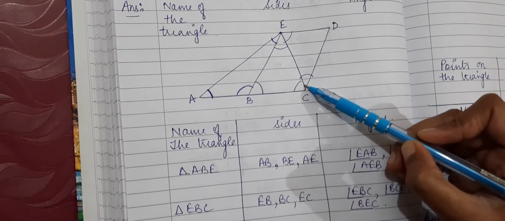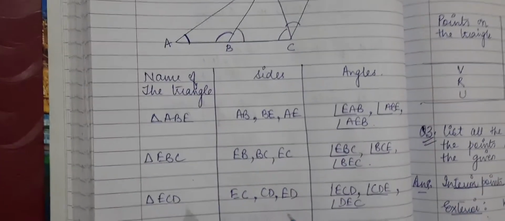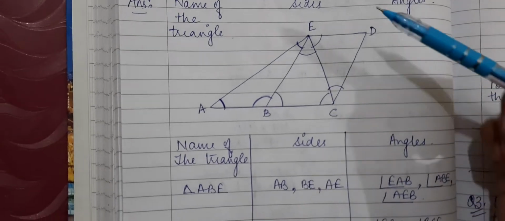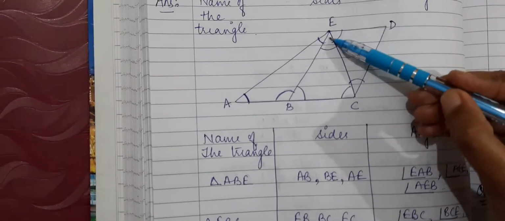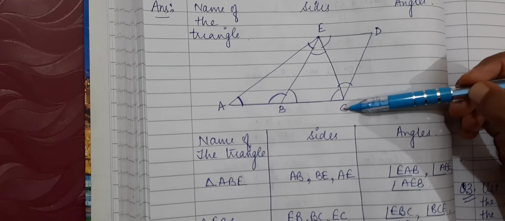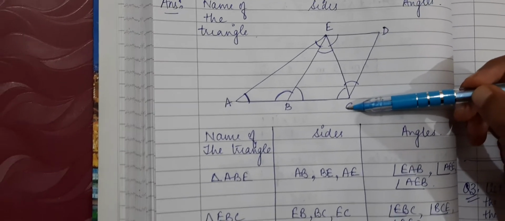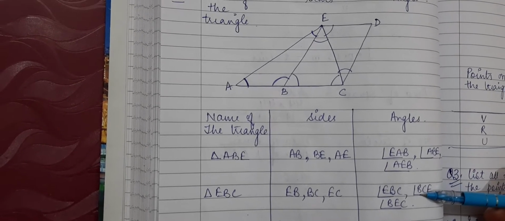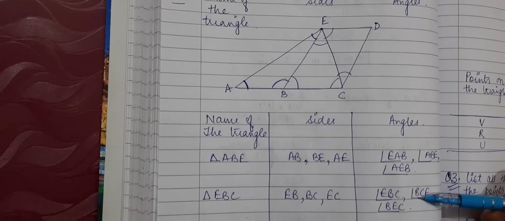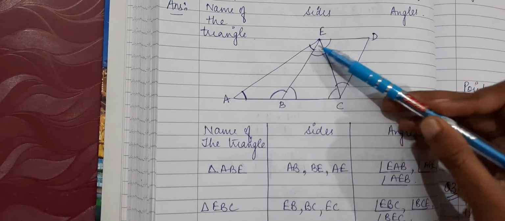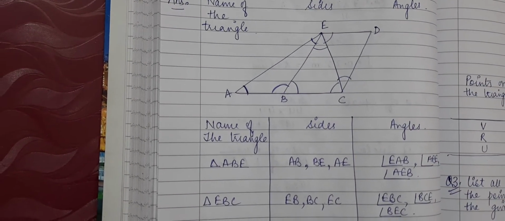EBC. Now this is the next triangle. So EBC is the second triangle. Now which are the sides in this? You will see EB, BC and EC. These are the sides of this triangle. And what will be the names of the angles? The names of the angles are written here: EBC, BCE and BEC. So these are the names of the angles.